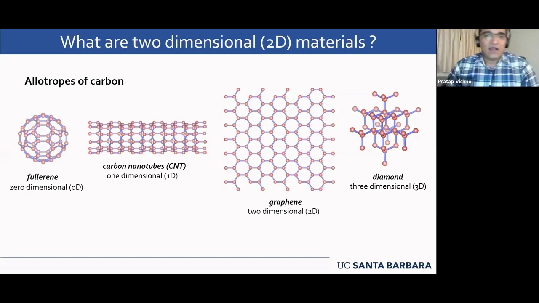Then come to the carbon nanotube, which is confined in 2 directions. You may consider X, Y, Z, X and Y, or Y and Z, or X and Z, it doesn't matter. Along 2 of the axes, it is confined. It's like a tube, but it can be grown to infinite length as long as you have enough carbon and so on. So this is called 1-dimensional because it can only grow in 1 direction.